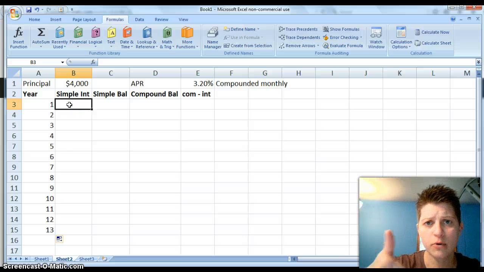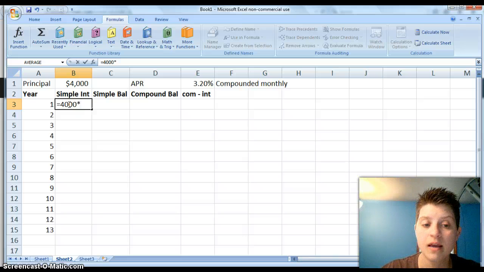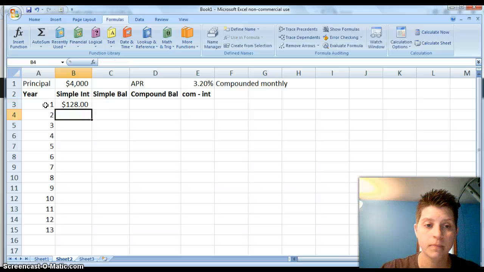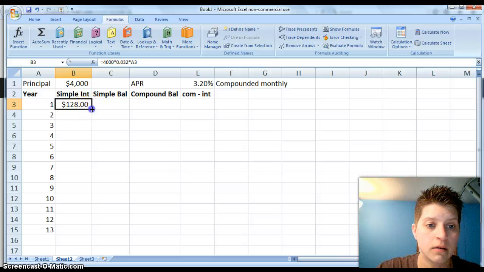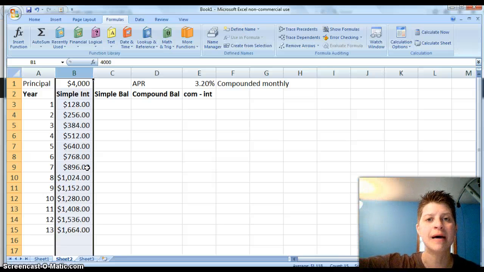Formula for simple interest, principal times rate times time. Okay, so equals, my principal is $4,000 times my rate, the APR is 3.2%, so as a decimal is 0.032, times the time, and again we want a cell reference so that we can drag. So my cell reference would be 1 year. So after 1 year I have $128 in simple interest, and boom, I now have the interest. Notice how it goes up by $128 every time, right? Simple interest is linear, increases by the same amount each year.